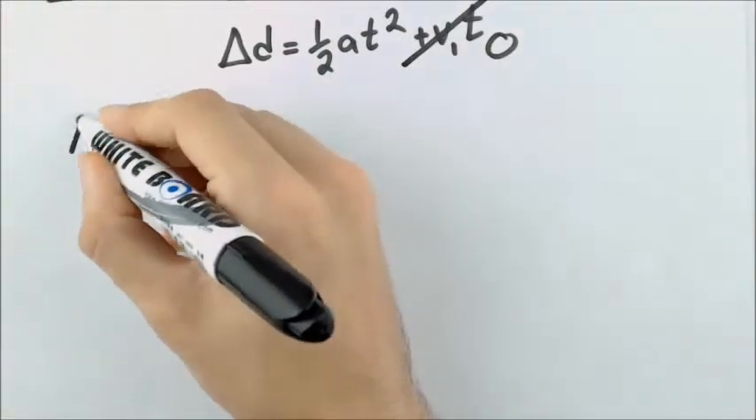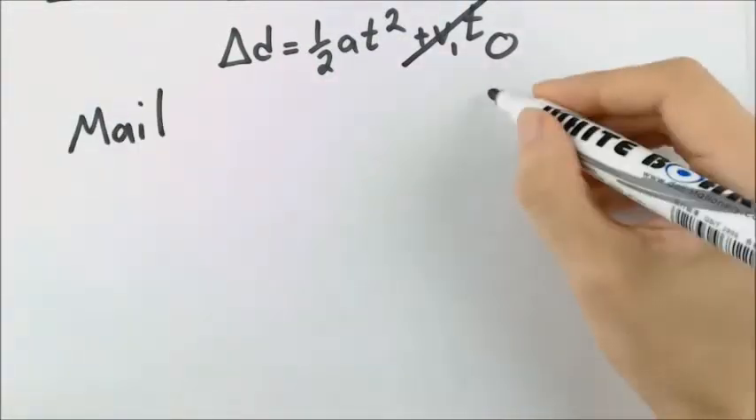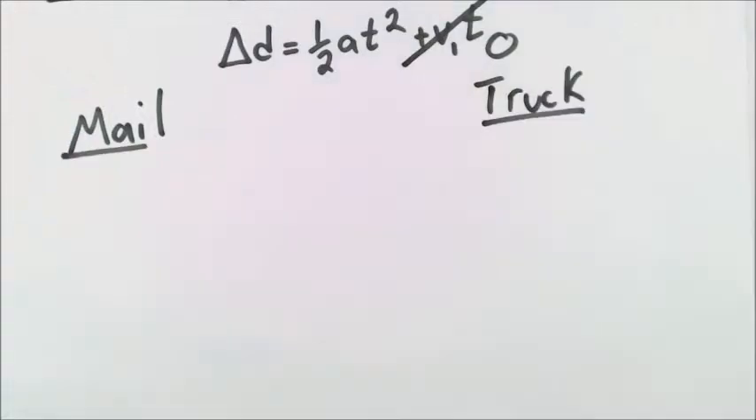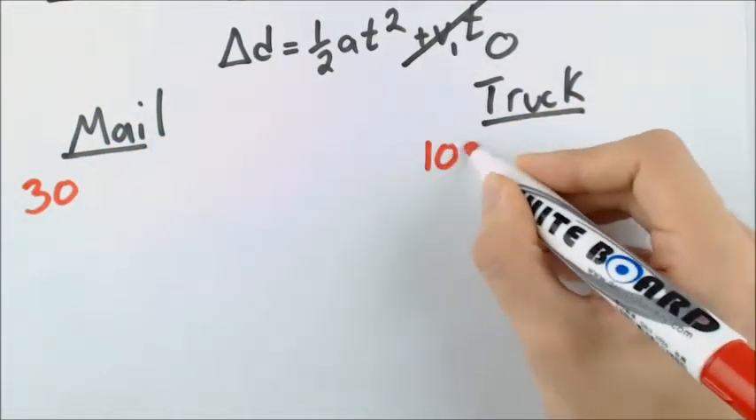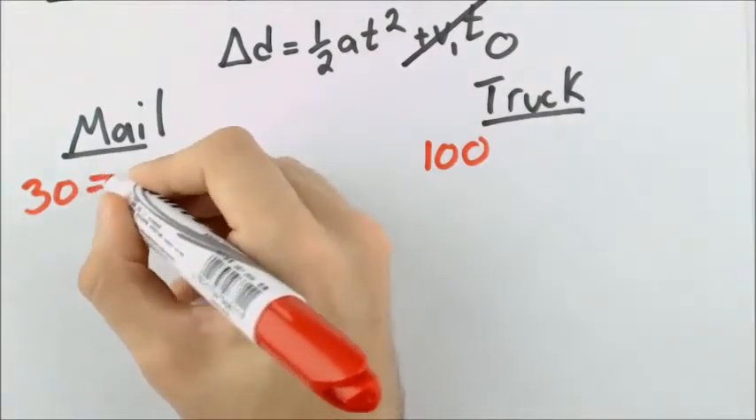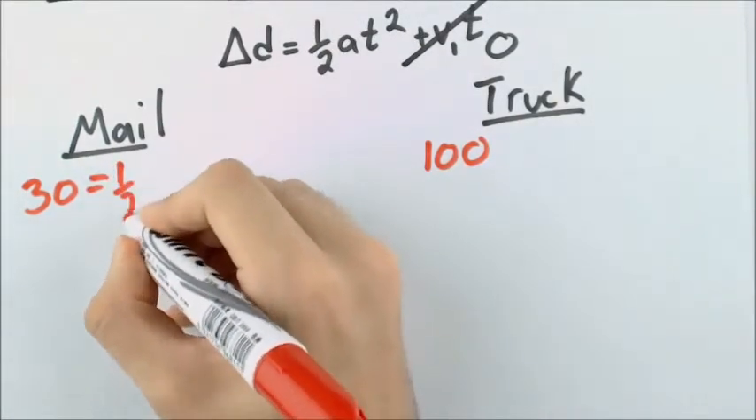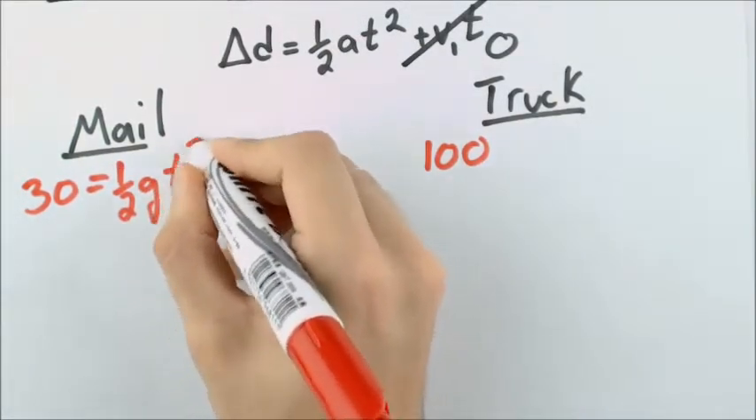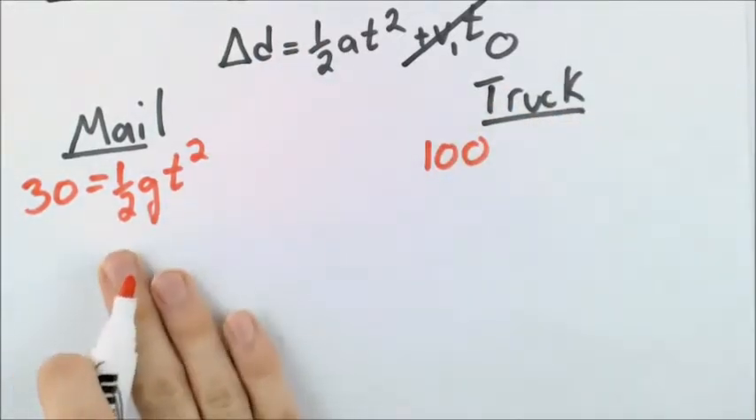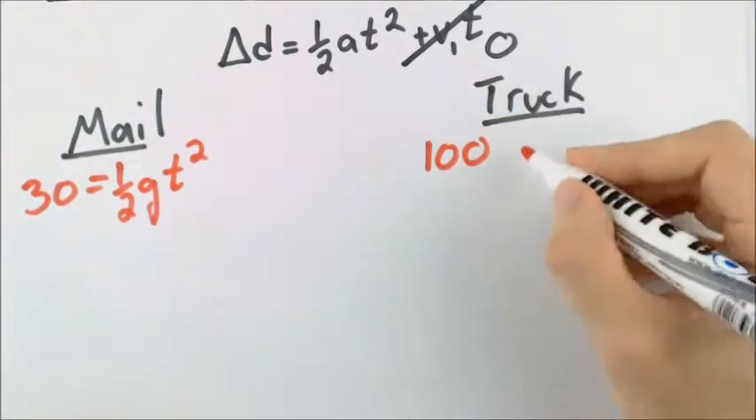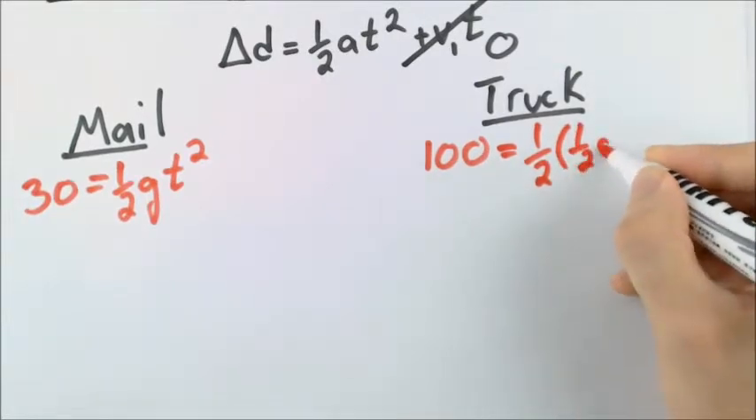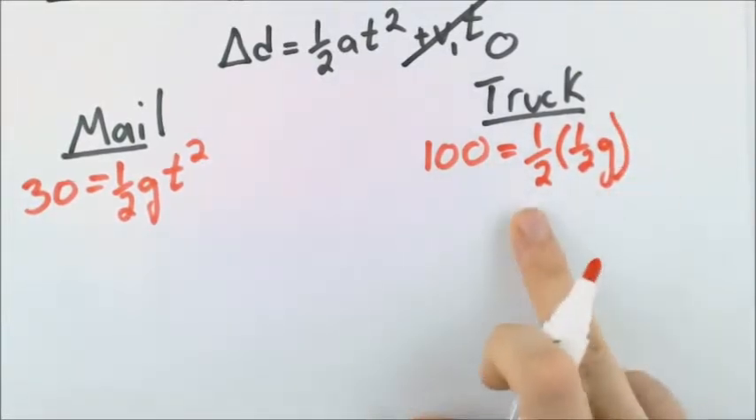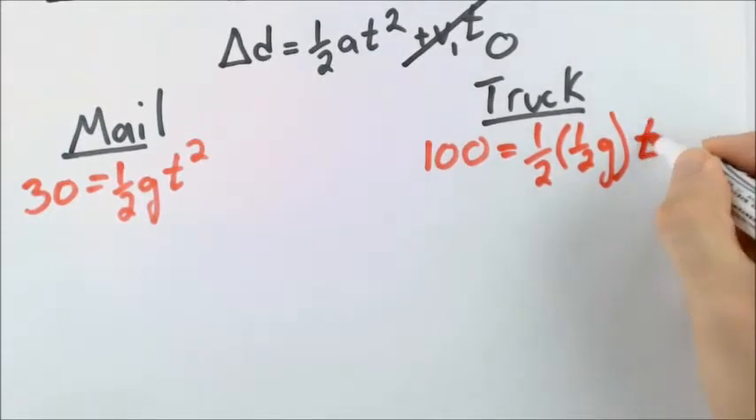So on one side I'll talk about mail, and on the other side I'll talk about the truck. The mail needs to fall 30 meters where the truck moves 100 meters. The acceleration of the mail is simply g, so I can put that in. We have t squared, and then we have our equation already for the mail. And for our truck, our acceleration is half that, that is half g. So we actually have two halves here. And we have t squared here.